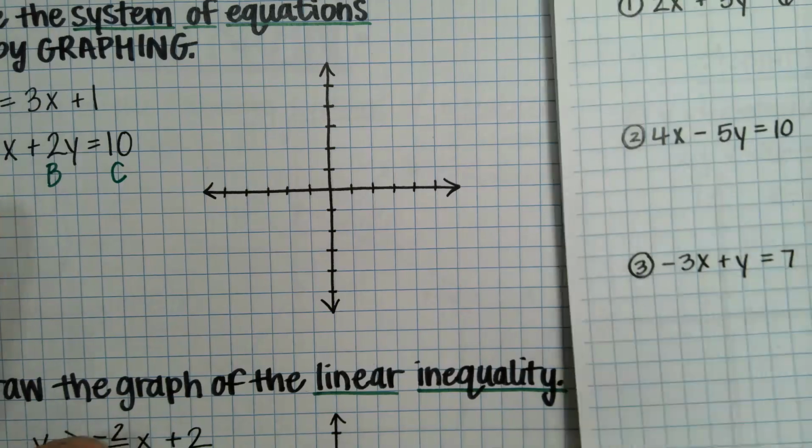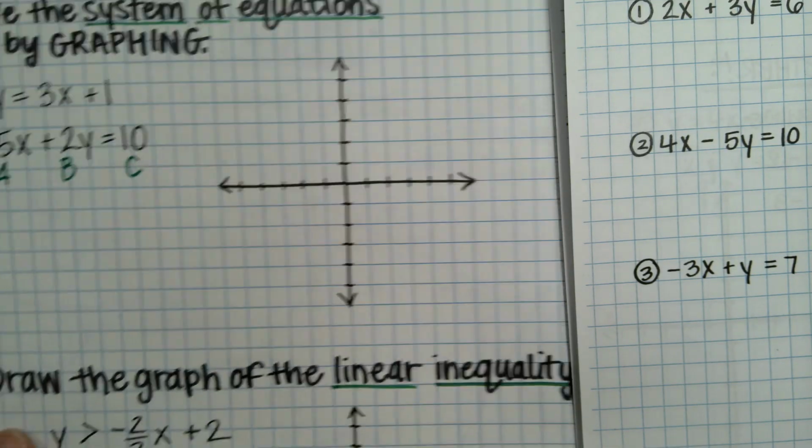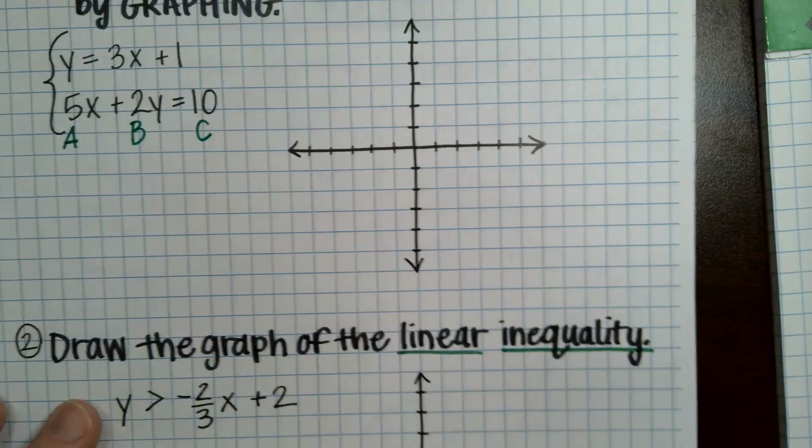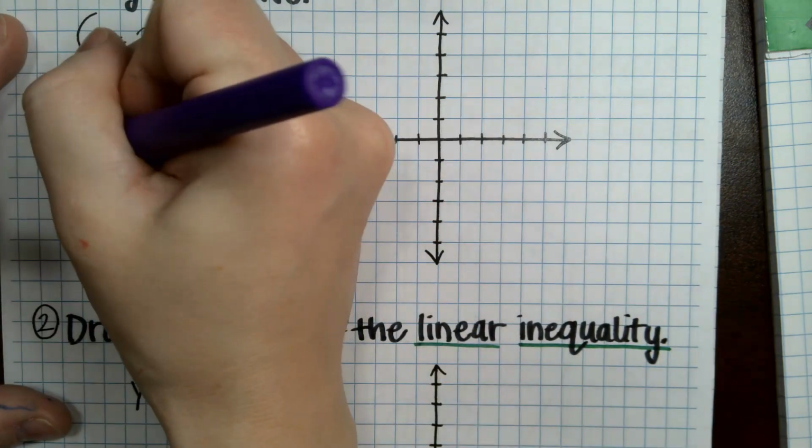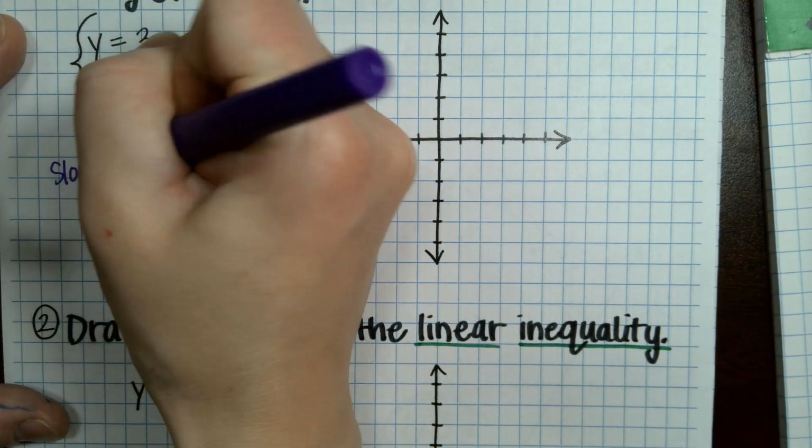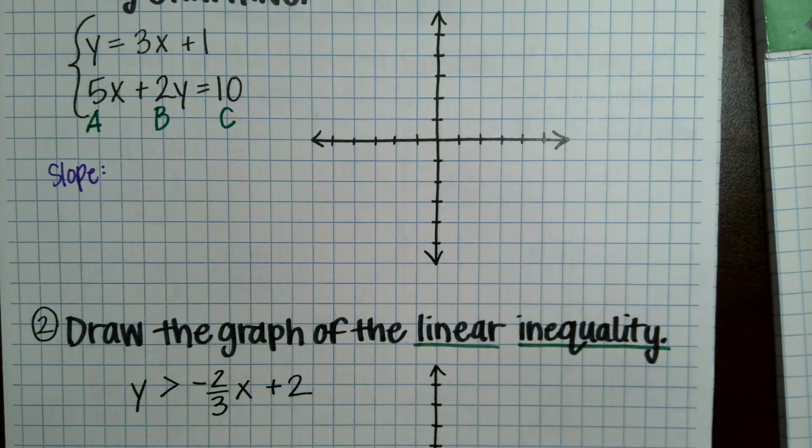So now that we've got our a, our b, and our c, let's find our slope and our y-intercept.